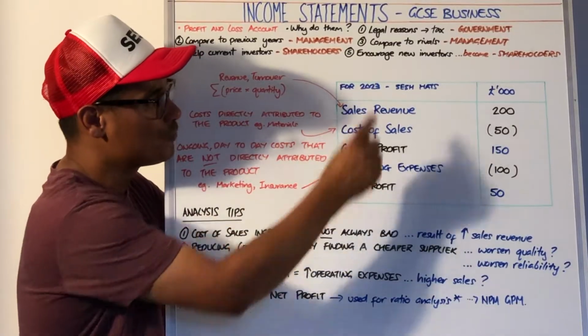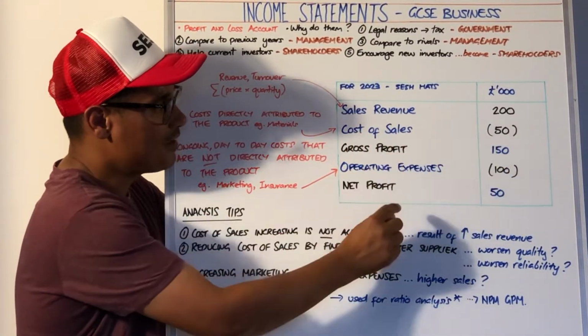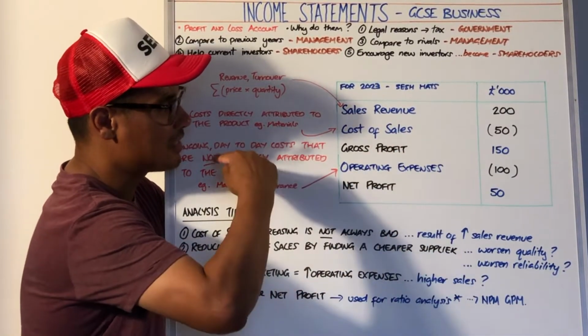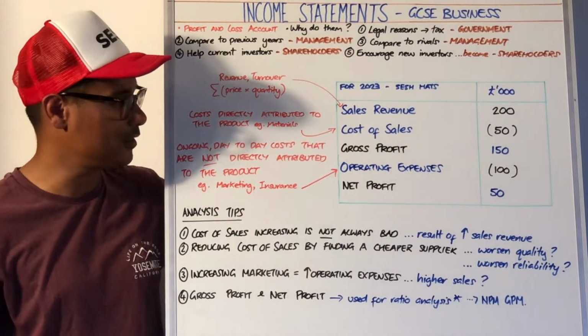And so therefore, you're going to get to your first profit because £200,000 take away £50,000 leads to £150,000, and that is your gross profit. Gross profit, that's the first type of profit.